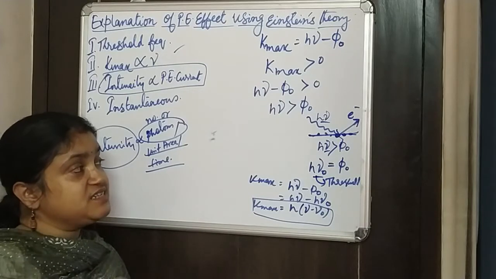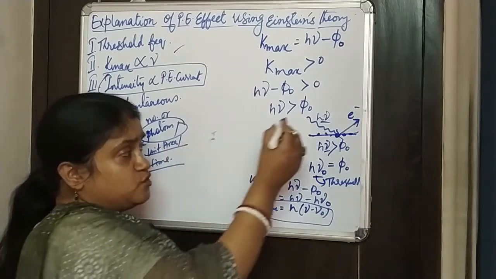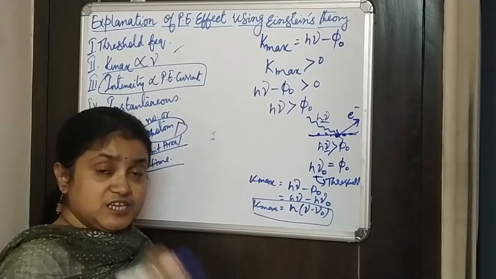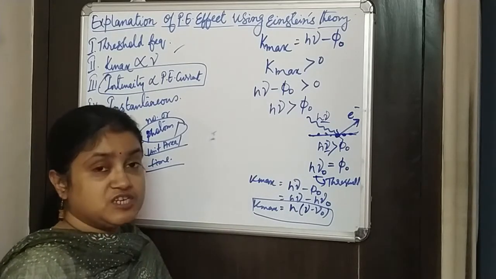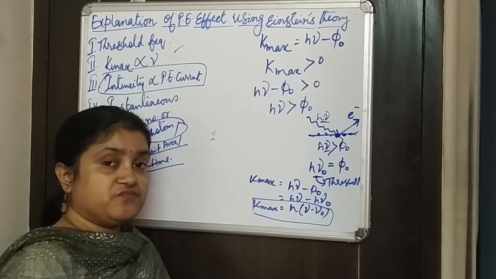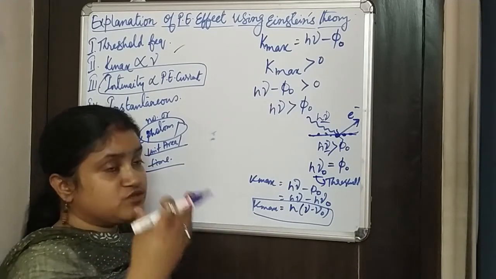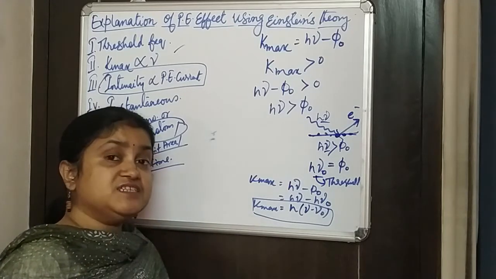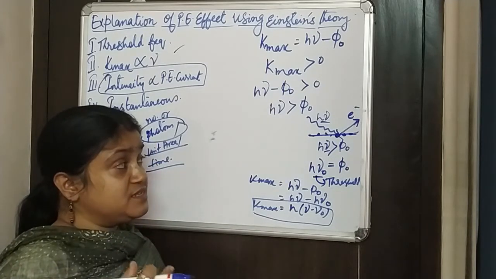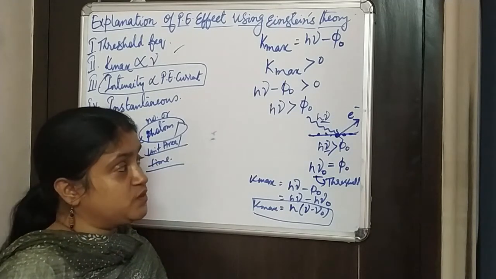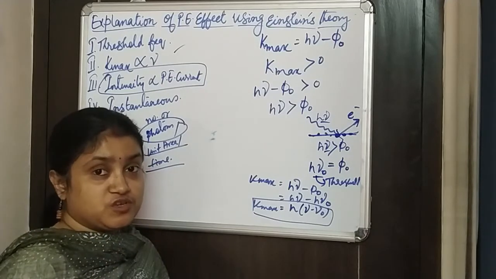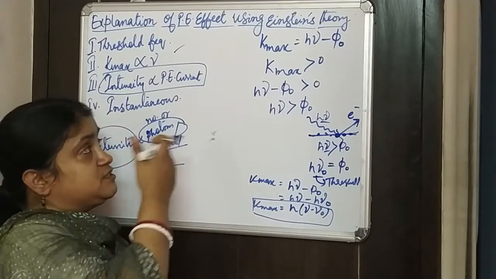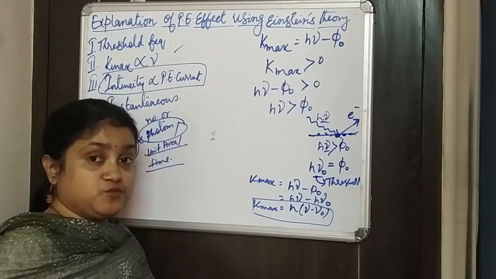So here Einstein's theory says that since the photons are colliding with electrons, it is a collision that is occurring, and due to this collision there is complete transfer of energy from photon to the electron, and thereby the electrons come out, and this whole process is very instantaneous. So since it is a collision between photon and electron, the whole process is instantaneous, which is again explained by Einstein's theory of photoelectricity.